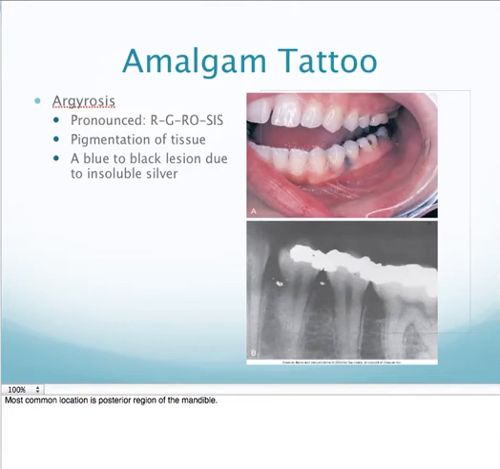Okay, amalgam tattoo. Amalgam tattoo is also known as argyrosis. It's a pigmentation of tissue, and it's usually blue or black due to the silver in the amalgam. Most common location to see this is on the posterior region of the mandible.